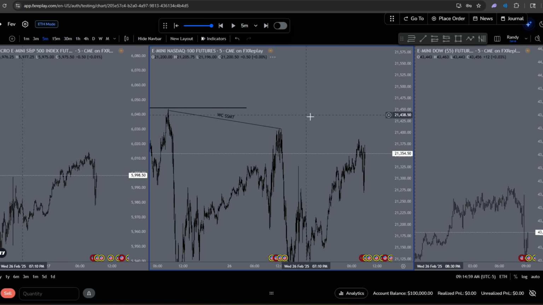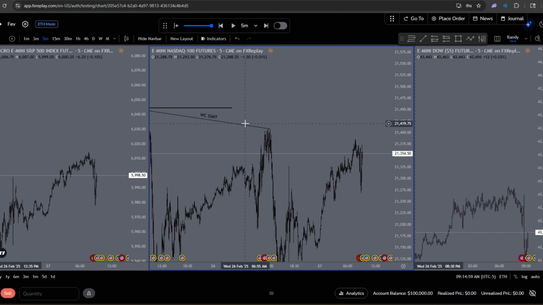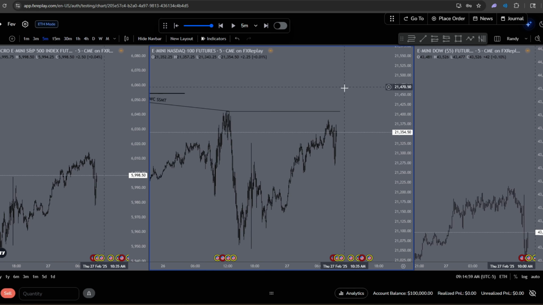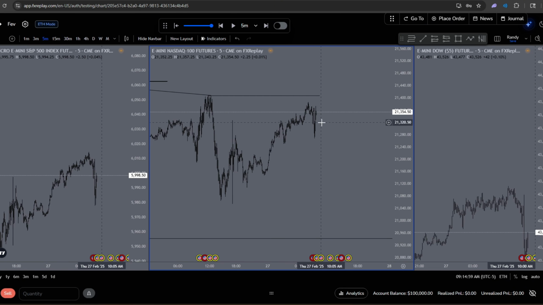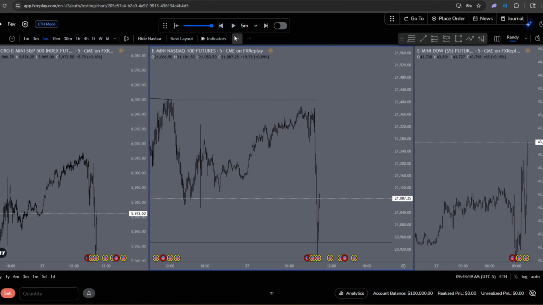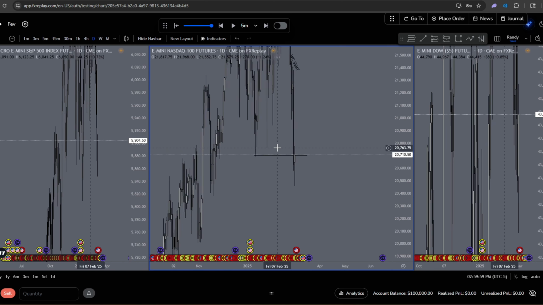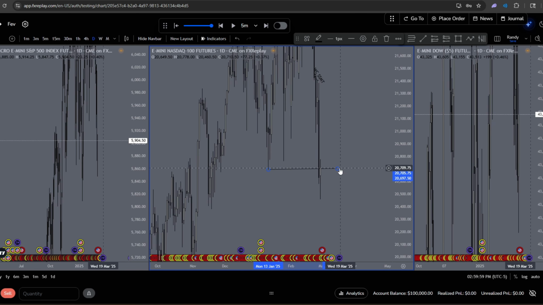And I don't expect this high to be taken because we have a weekly cycle SMT attached to it, but it still can take this high and still respect this, but it's highly unlikely. And you can look for a trade lower from here. You see.